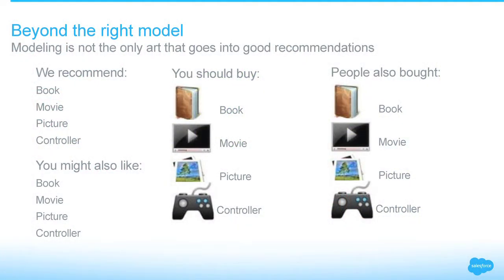Beyond the right model, it's really important how you present these recommendations to users. The phrasing, telling people you should really buy this versus people also bought this, will have an effect on what they think about it. Whether or not you include a picture makes a huge difference in whether people will click on your recommendations and interact with them. So when you're testing the model, you also want to test the presentation and make sure that the presentation is doing the best job it can to make your model effective.